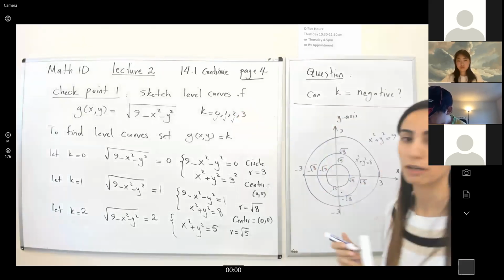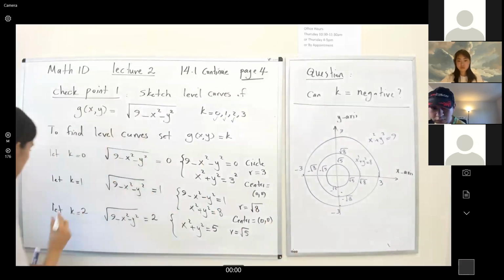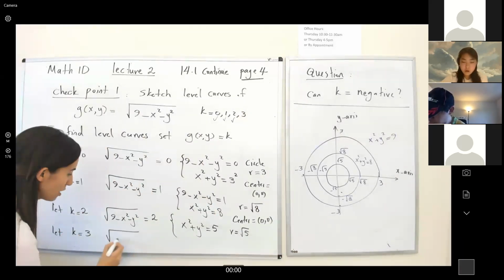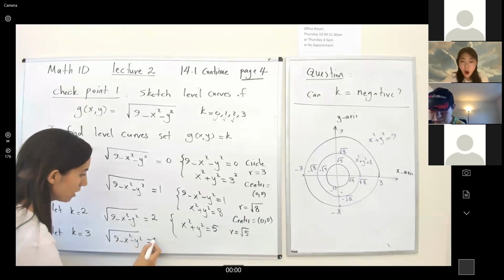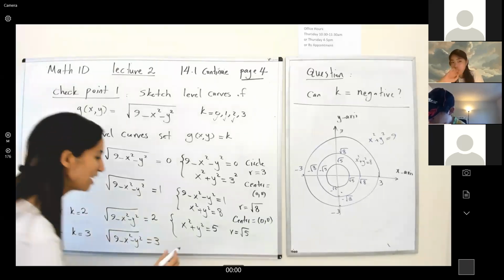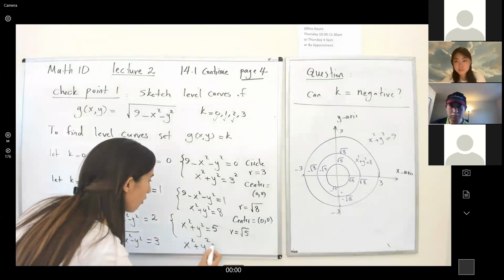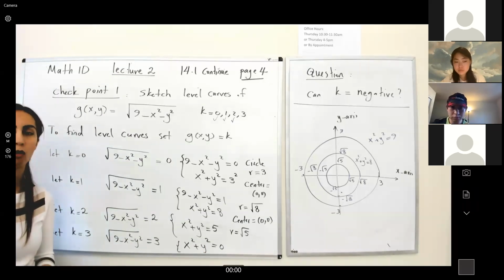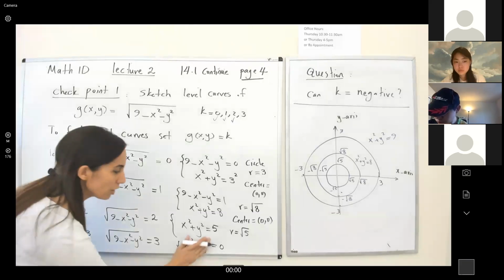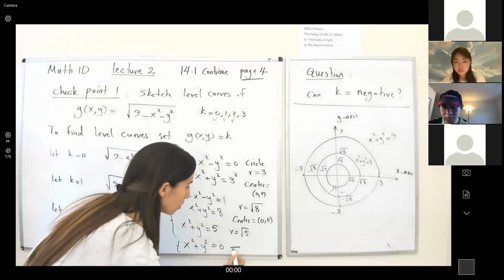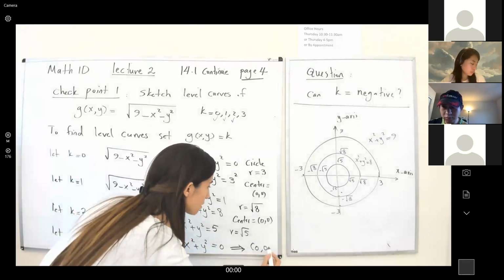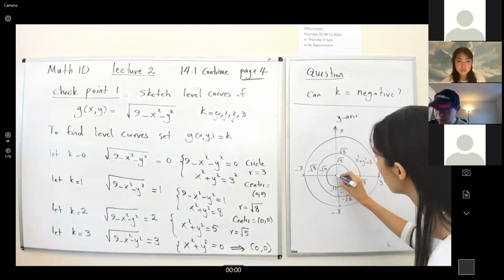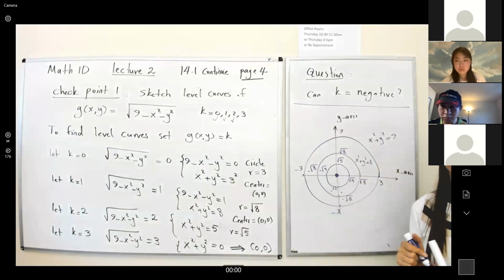And finally, if you plug in 3, let k be 3, then you have square root of 9 minus x squared minus y squared equals 3. What's the meaning of that? It means that x squared plus y squared is equal to 0. The only numbers that satisfy this equation are 0 and 0. What's the meaning of that? It means that the origin is part of the level curves of this function.